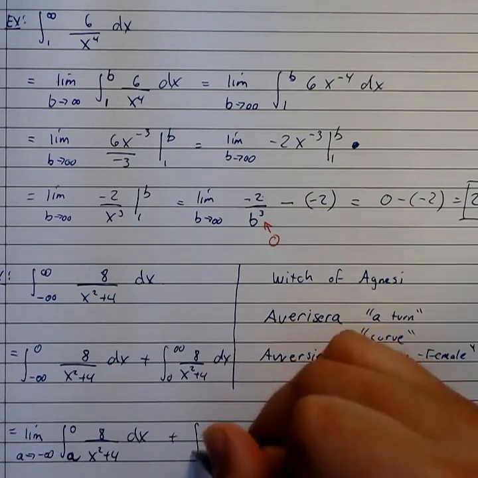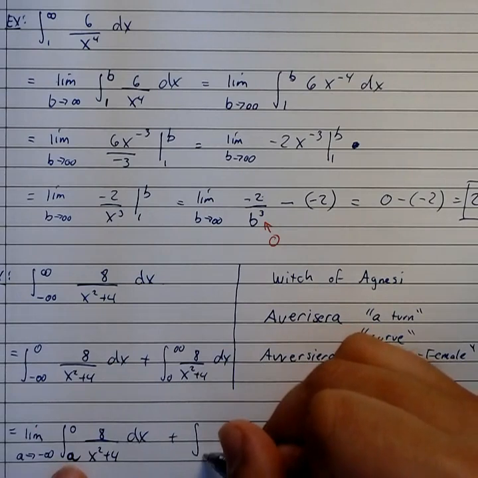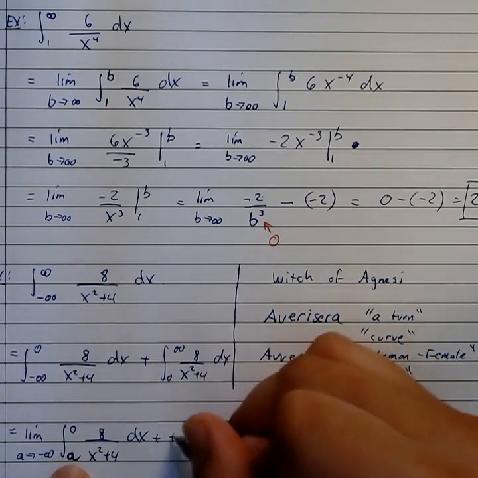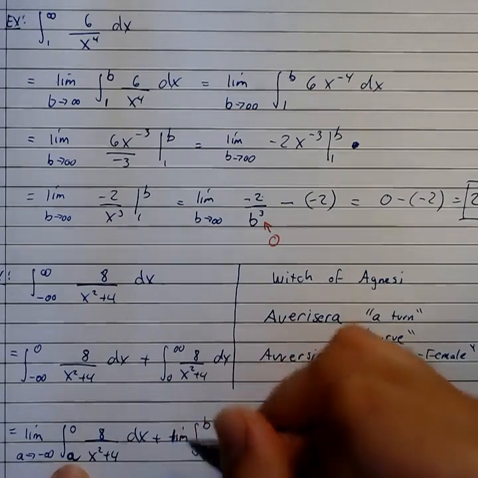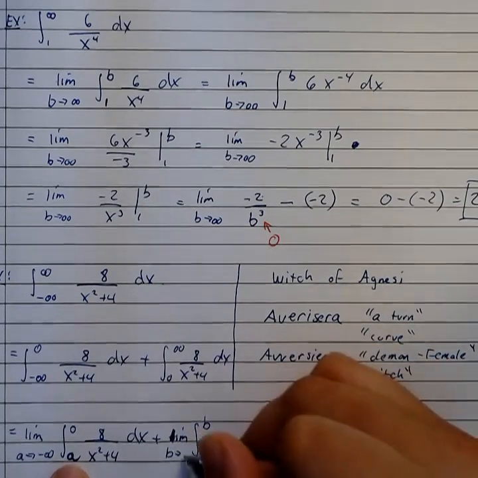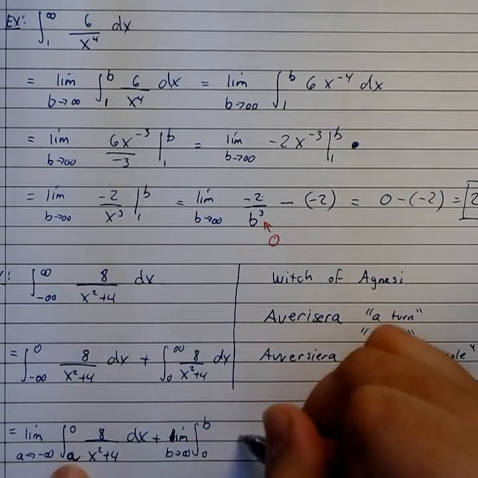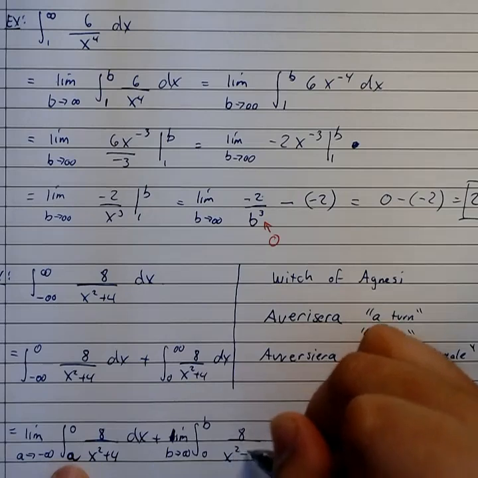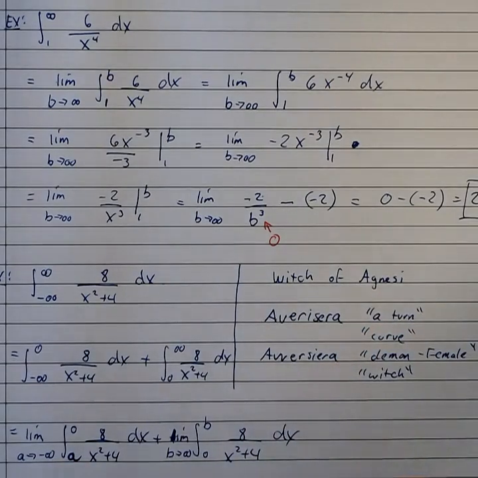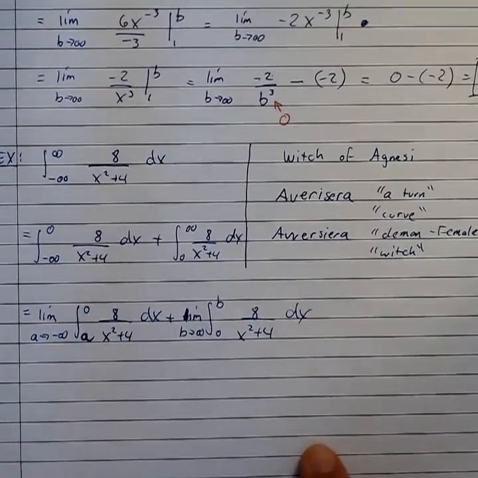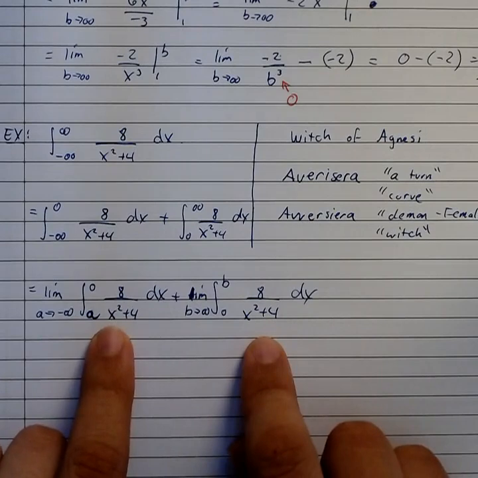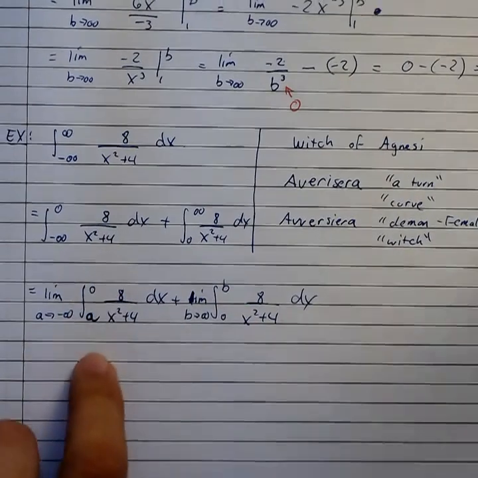Plus the integral from, let's see, what would that be? From 0 up to some arbitrary constant. And then, of course, we're going to want that arbitrary constant to approach infinity. So the limit as b approaches, oh, sorry, not 0, infinity of 8 over x squared plus 4 dx. So now we're going to go ahead and use the fundamental theorem. We can find the antiderivatives of these and then evaluate at the endpoints and take a limit.